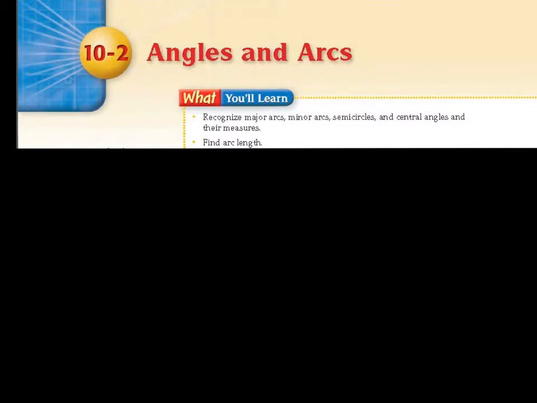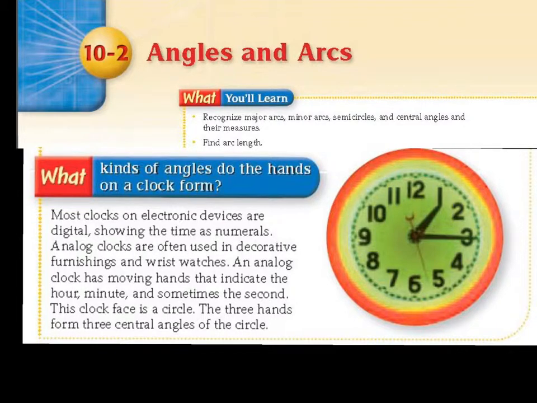The topic for Lesson 10.2 is angles and arcs. You'll recognize major arcs, minor arcs, semicircles, central angles, and their measures. And you will find out how to find arc length. What kinds of angles do the hands of a clock form?